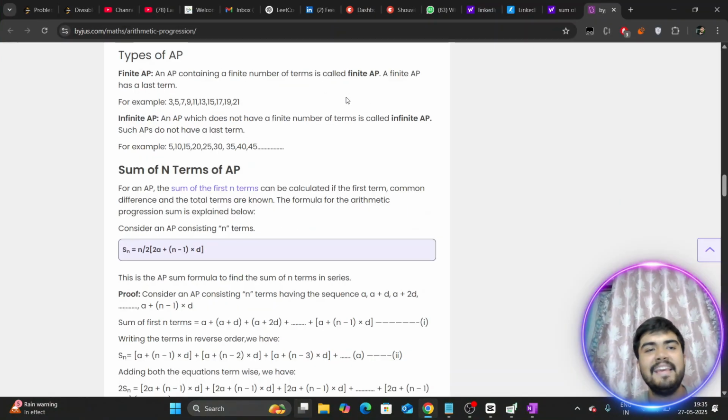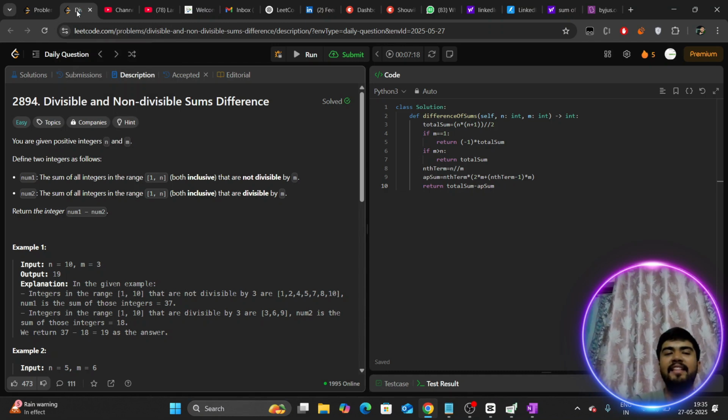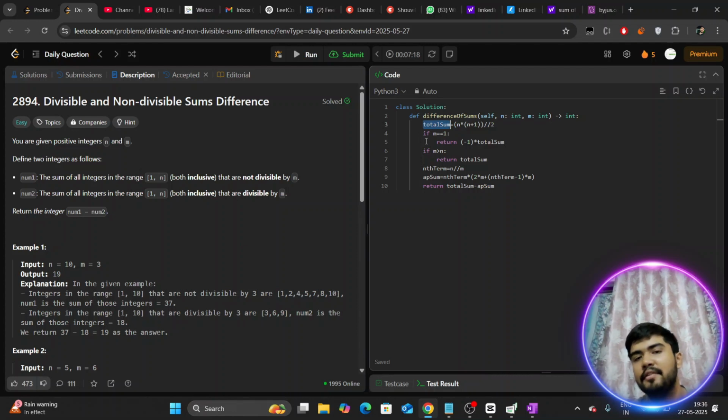So here you guys see the beauty, right? We are doing everything in big O of 1 only. Here you can see our total sum we have calculated, n into n plus 1 by 2, the formula that we have just seen. If now my m is equal to 1, then we should return total sum minus 1, because my num1 becomes empty and my num2 would have everyone, because if m is 1, then 1 can divide all.